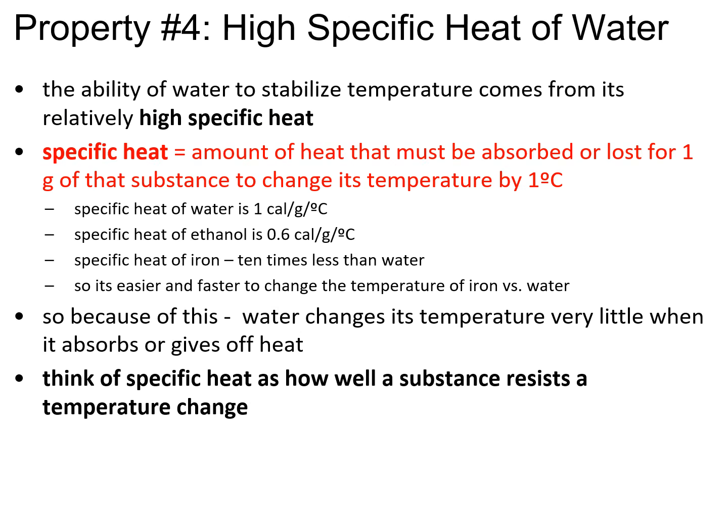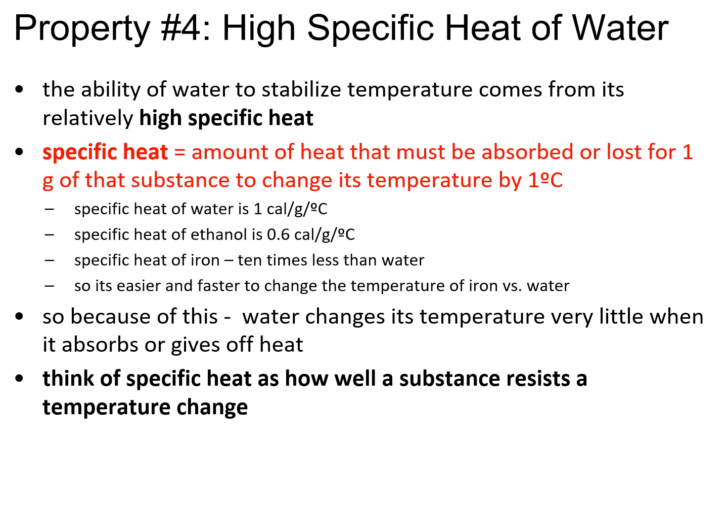The ability of water to stabilize temperature comes from its relatively high specific heat. Now, specific heat is defined as the amount of heat that must be absorbed or lost for 1 gram of that substance to change its temperature by 1 degree Celsius. So for water, it's the amount of heat that has to be absorbed to increase 1 gram of water by 1 degree Celsius, or it's the amount of heat that has to be lost for 1 gram of water to drop its temperature by 1 degree Celsius. And the specific heat of water is exactly 1 calorie per gram per degree Celsius.